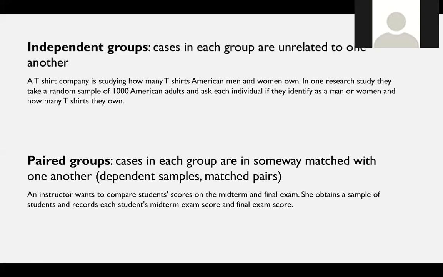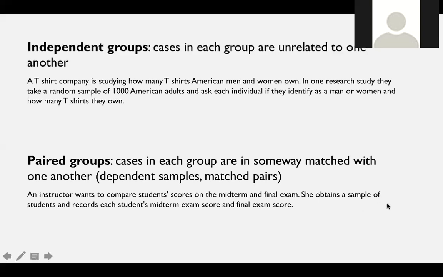So a t-shirt company is studying how many t-shirts American men and women own. In one research study, they take a random sample of 1,000 American adults and ask each individual if they identify as a man or woman and how many t-shirts they own. So this is an example of an independent groups study, and one thing to take away here is that the number of t-shirts that men own does not depend on the number of t-shirts women own. So if women own more t-shirts, that doesn't mean that men will own fewer or more t-shirts. They're independent of one another.